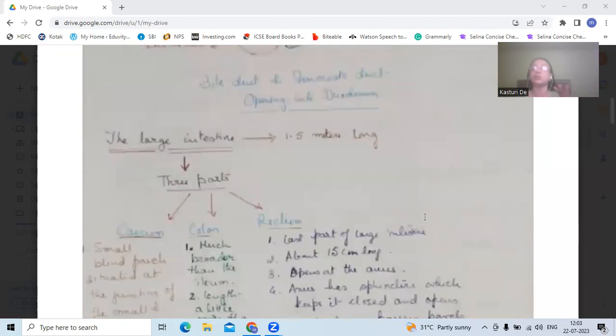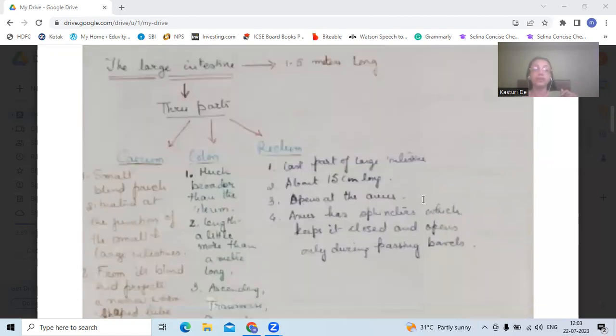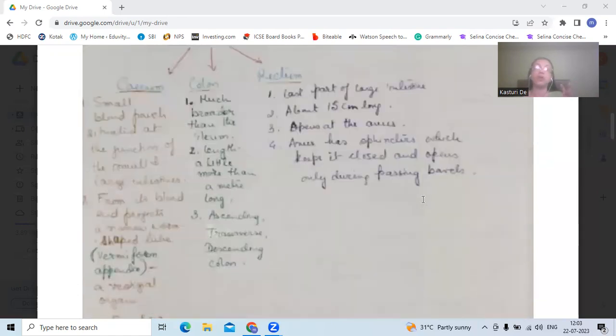The large intestine is 1.5 meters long. Okay, and it has main three parts. One is cecum, second is colon, and third is rectum, which is ending in an anus. Okay, ending in an aperture outside the body, which is known as anus. Okay, now cecum. What is cecum? It is a small blind pouch, which is situated at the junction of the small and the large intestine. Between the small and the large intestine, there is a small blind pouch, which is known as cecum.